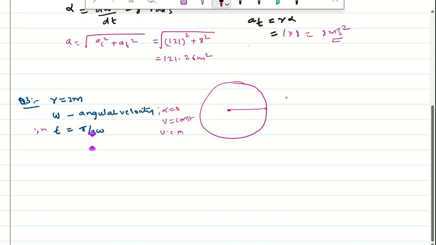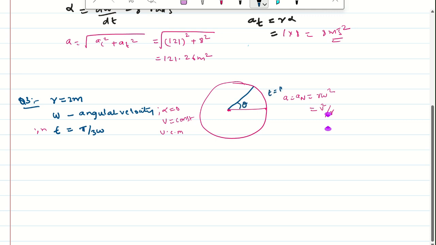So there is only acceleration AN, which is equal to R omega square or V square by R. R is given. Now here I have to find V, and V is equal to R omega. In t equal to pi by 3 omega, the particle is coming to here. This is the angle covered.